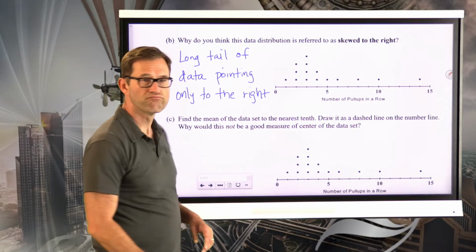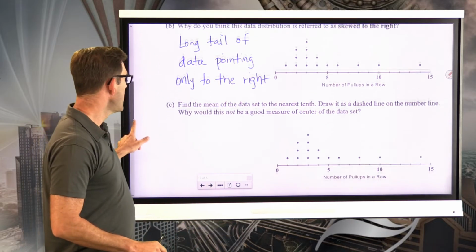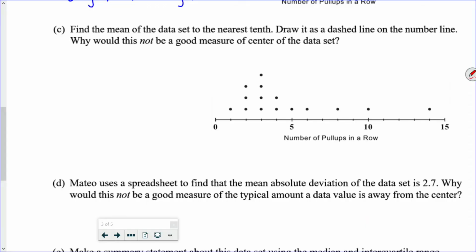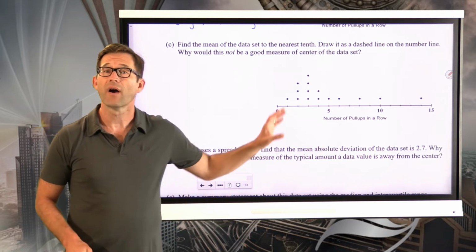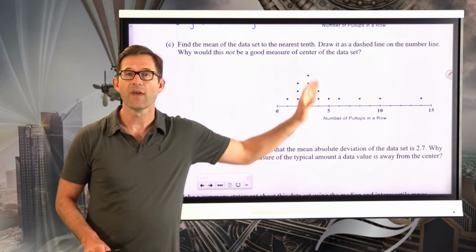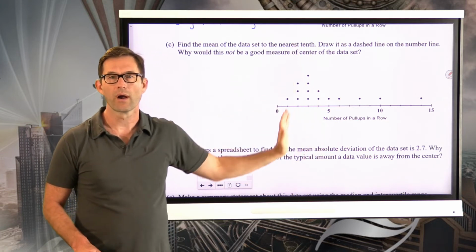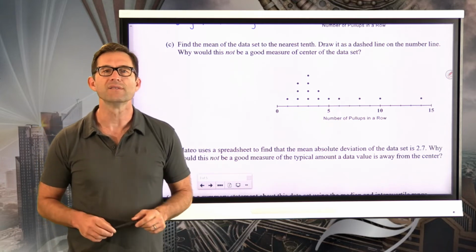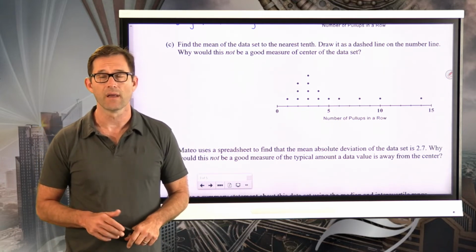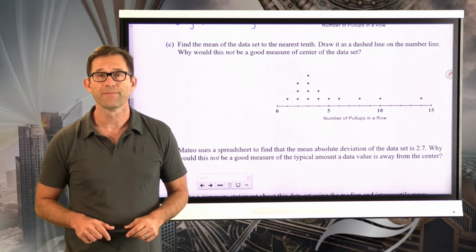All right, easy enough. Now, letter C asks us to find the mean of the data set to the nearest tenth, draw it as a dashed line on the number line, and then they ask, why would this not be a good measure of the center of the data set? This is cool. Now this is going to take you a little bit. Pop out those calculators and find the mean of this data set to the nearest tenth, and then draw it on your number line, wherever it is, in a nice dashed line so we can think about whether or not the mean is a good measurement of the center of this data set. Pause the video now and go ahead and do that.